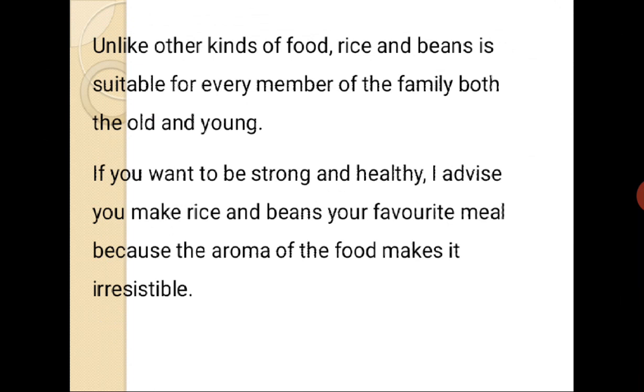That's his conclusion. That is his opinion, the summary of what he feels or what he thinks about rice and beans. So that is how this essay is written. As simple as that.